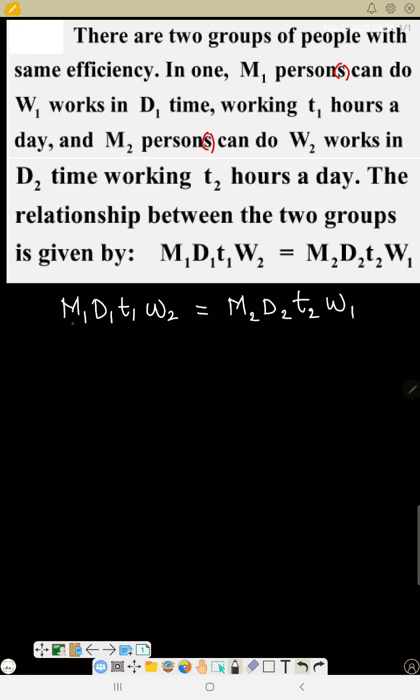So what is M? M represents people doing a certain work. D represents the number of days they use. The days may be years, months, weeks, no conversion here. T represents the time they use, maybe hours, minutes, seconds. Then W represents the work they are doing. So now let's see a question to back this up.